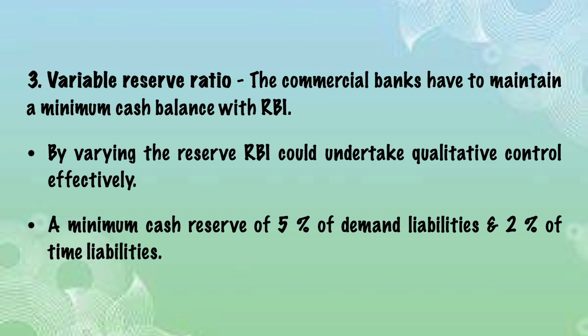So variable reserve ratio means, now here it is saying a minimum cash reserve of what? Out of the total demand liabilities. Let's say, for example, bank X. This bank X's total demand liabilities are, let's say, 5 lakh rupees. Out of that, 5% must be kept with whom? RBI. The total of current and total of savings put together becomes demand liabilities. On the other side, 2% of time liabilities means the total of FD and total of RD put together, 2% of that must be kept with RBI.